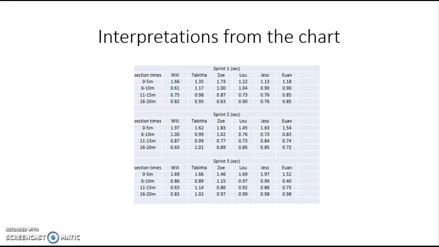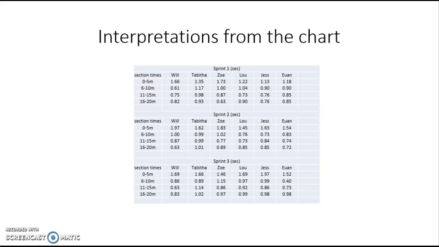In the sprints, not many of the participants' last 5 meters managed to get slower than their previous 5 meters. This could have been because they were slowing down as they were running to the end and didn't have enough motivation to finish the sprint.